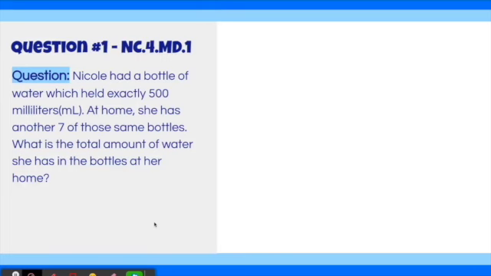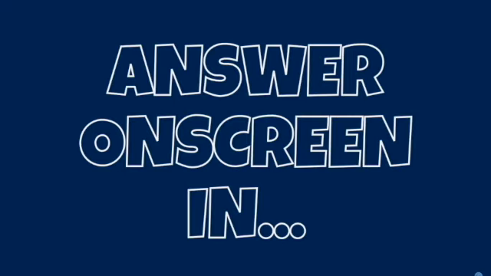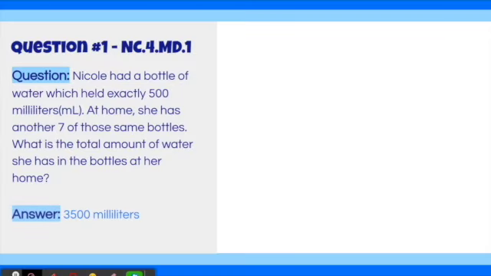Question number 1. Nicole has a bottle of water which held exactly 500 milliliters. At home, she has another 7 of those same bottles. What is the total amount of water she has in the bottles at her house? Pause the video here if you need more time with this question. The answer to this question is 3,500 milliliters.